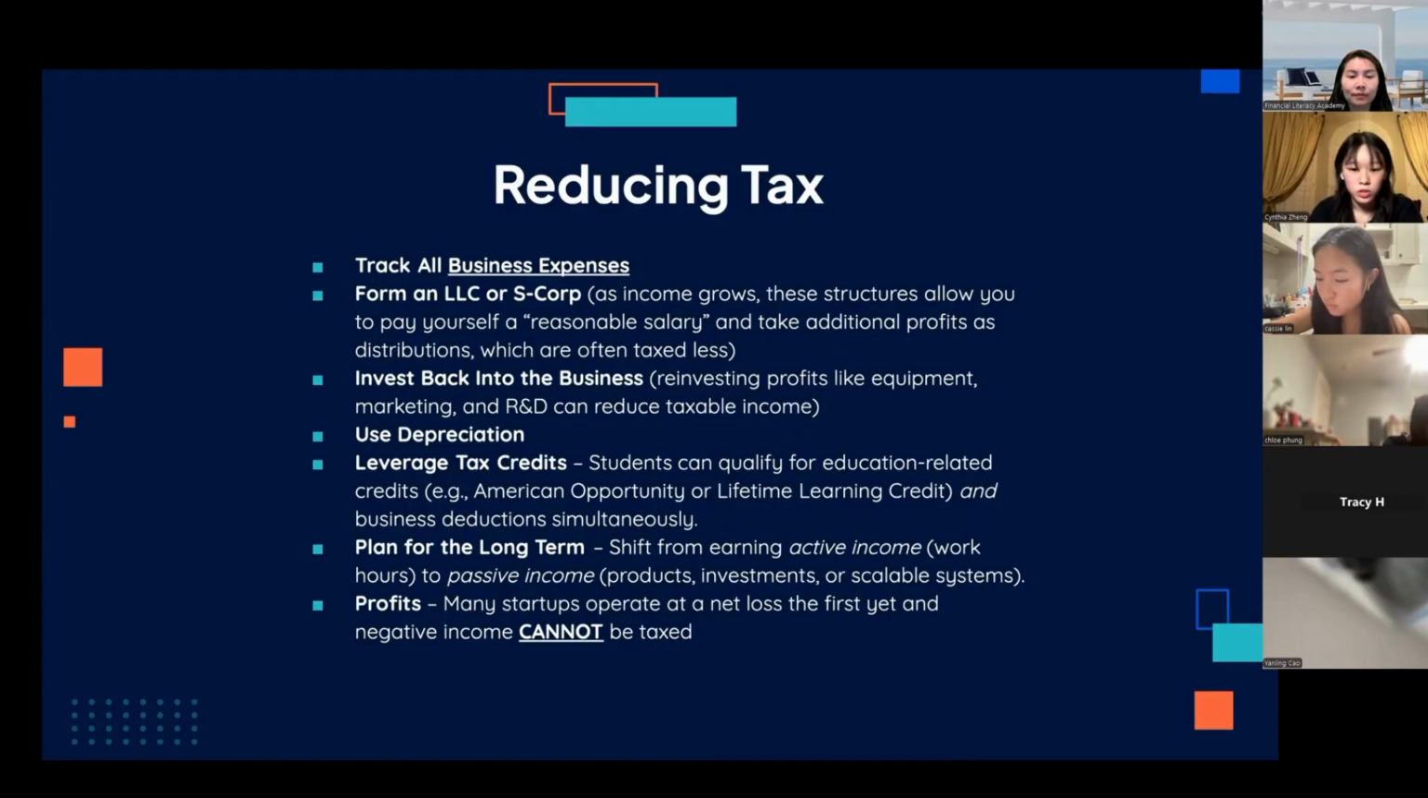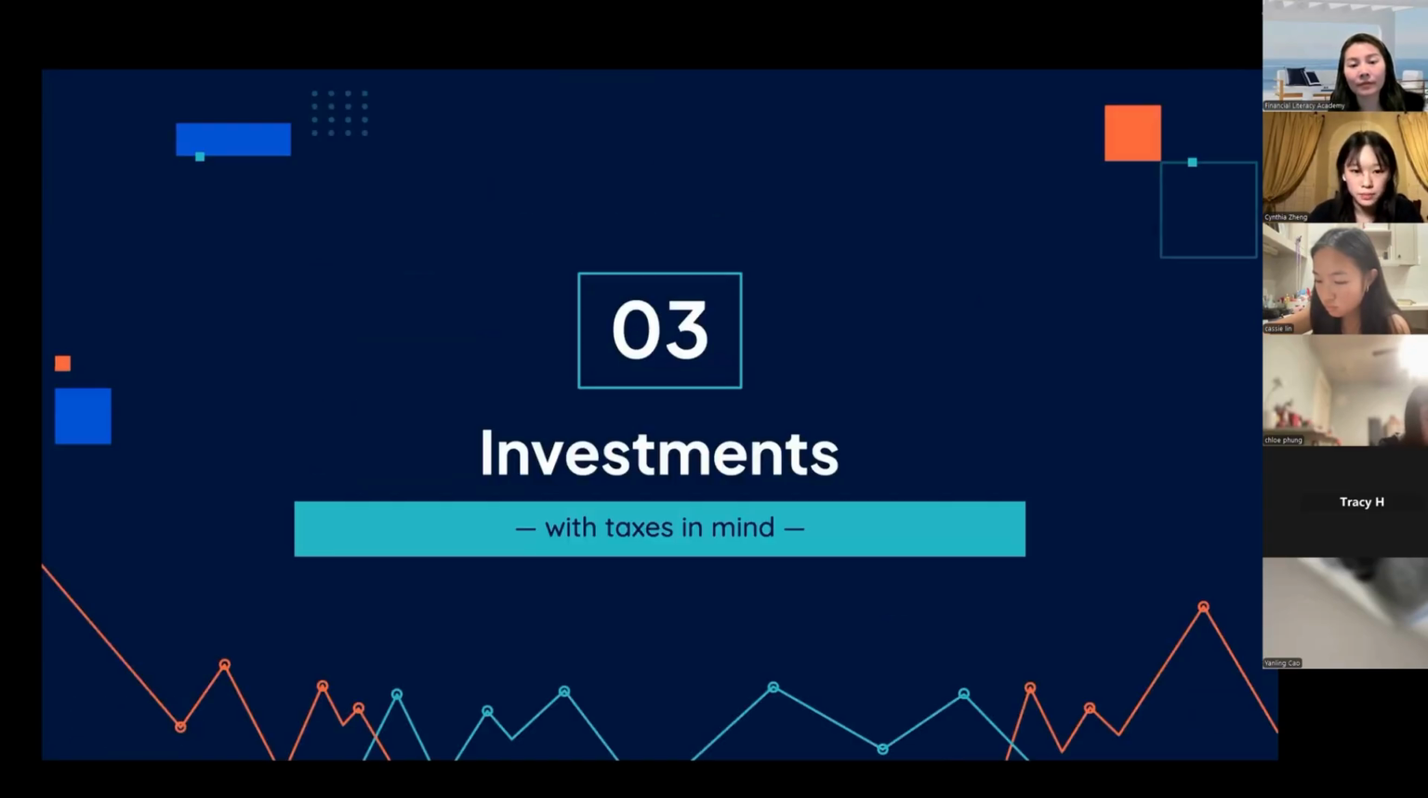Planning for the long term. So shifting from earning active income early on into passive income really helps you and your employers because of the tax differences between active versus passive income. And then lastly, profits. Usually, starting off, it's either a neutral profit or you operate at a net loss. And then this negative income cannot be taxed, for first year entrepreneurs usually.